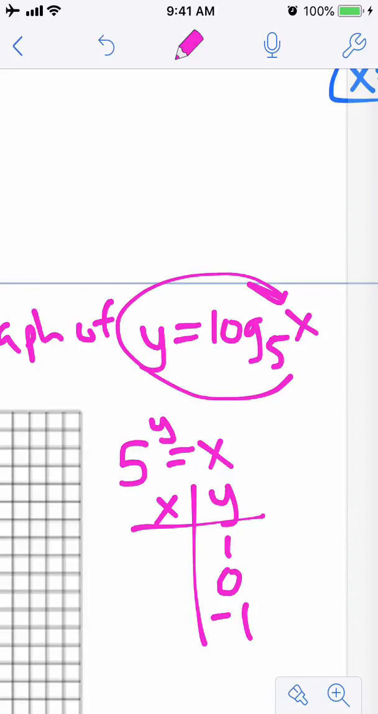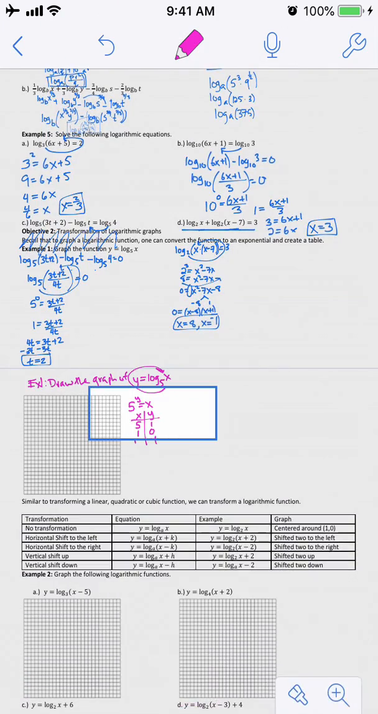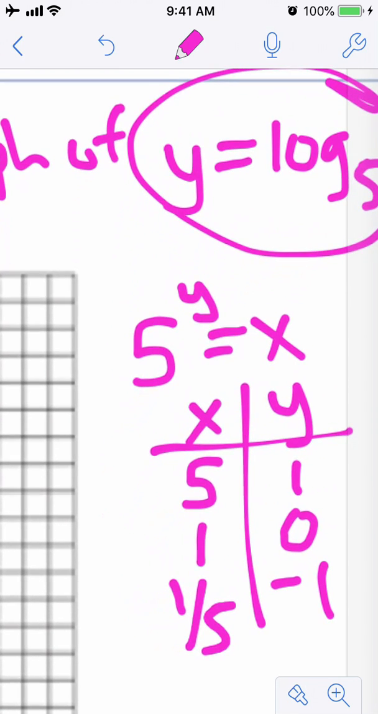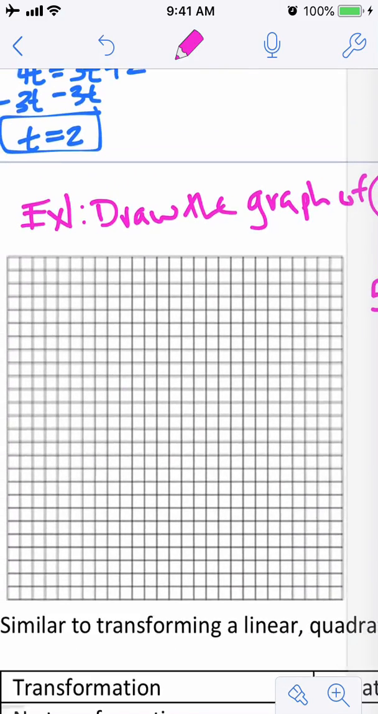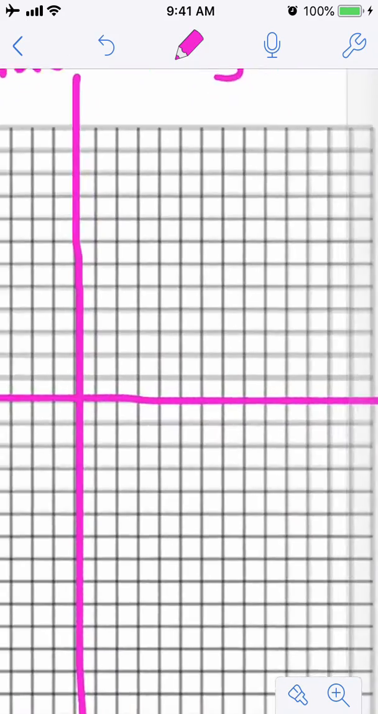5 to the first would be 5. 5 to the 0 would be 1. And 5 to the negative 1 would be, what would it be? 1/5. Okay, I have 3 points now: (5, 1), (1, 0), and (1/5, -1). So I'm going to draw myself some axes. Okay, cool.